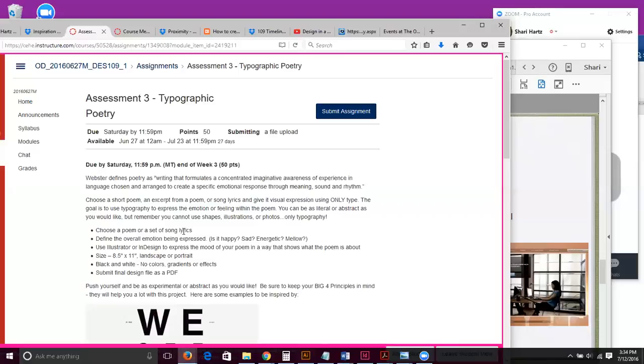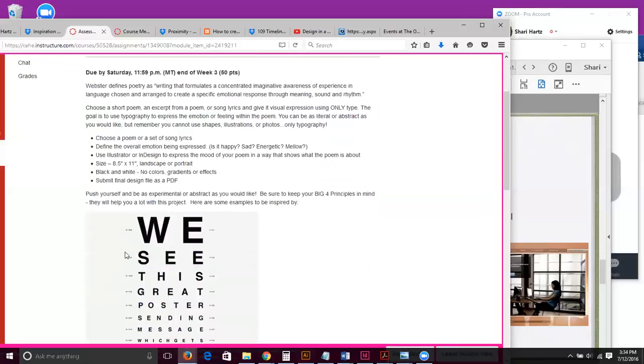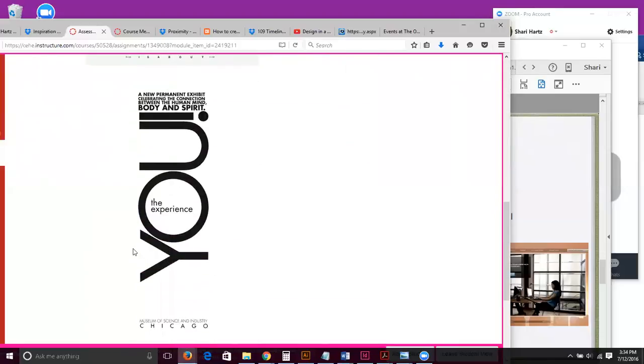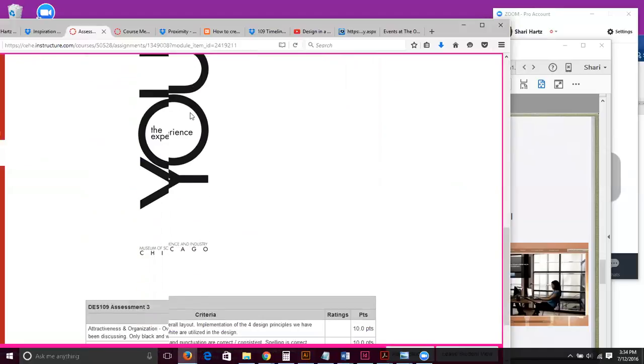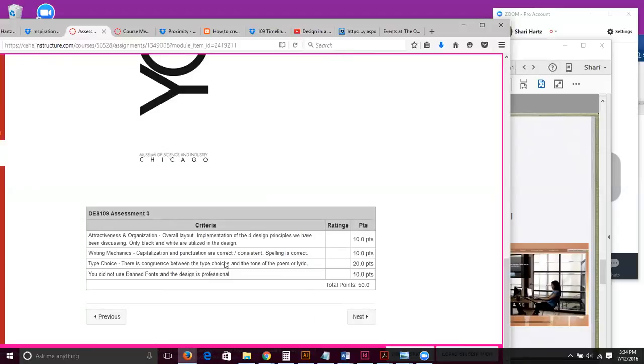And then submit the final as a PDF. Then we don't have to worry about the fonts. So this one's a couple of different ones. The experience, a permanent exhibit, creating the connection between the human mind and the body and spirit. And then down here, it's worth 50 points. So I'm looking, I'll probably keep this.